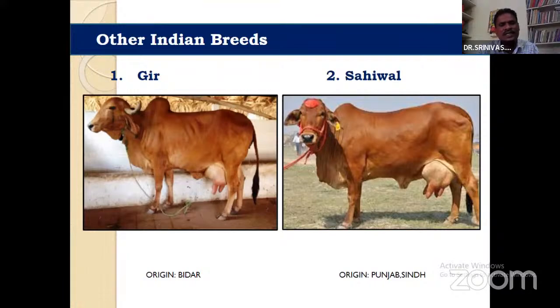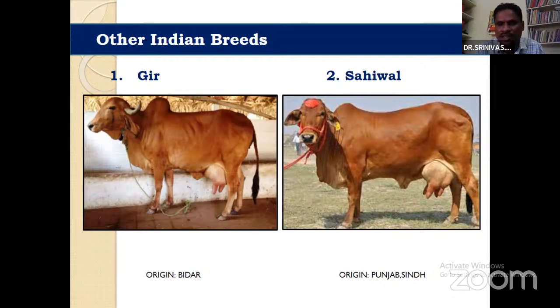Gir, as the name suggests, there is a Gir forest area in Gujarat. You find it in those Gir areas. Next is Sahiwal. Sahiwal is a very good milk breed in India and neighboring Pakistan. It comes first among Indian milk breeds. Next to Gir, we can consider Sahiwal also. As the name suggests, Sahiwal is a district, which was in the undivided Sahiwal area of India and Pakistan. Now it's a Sahiwal district.